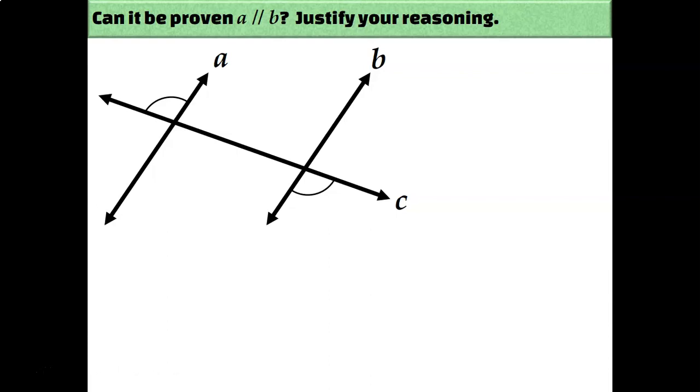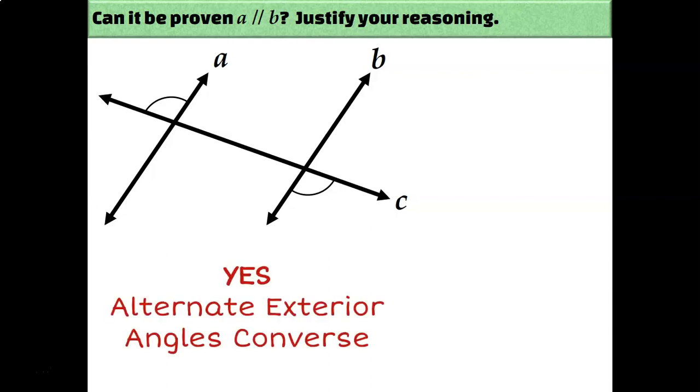And according to the alternate exterior angles converse, if alternate exterior angles are congruent, then the lines are parallel. And here we have alternate exterior angles, and they're congruent. Therefore, I can conclude that line A and line B must be parallel by the alternate exterior angles converse.